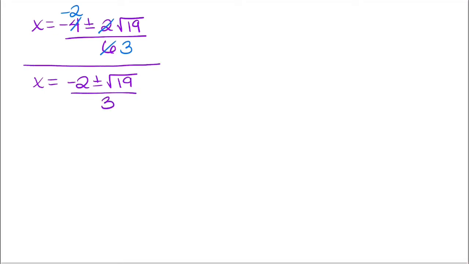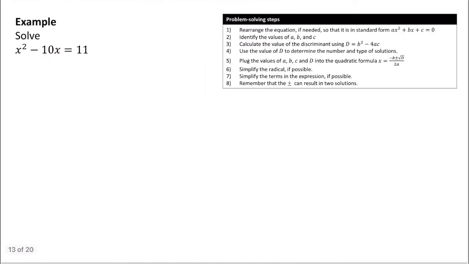So notice that we get two real irrational solutions just like we predicted using the discriminant. Remember that the plus or minus tells us that we have two solutions. All right, now let's try this example.